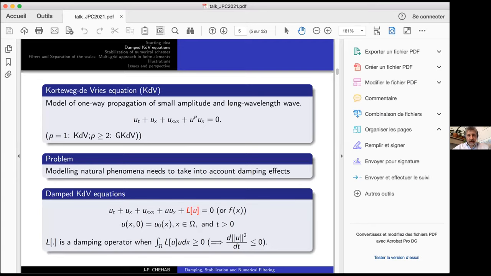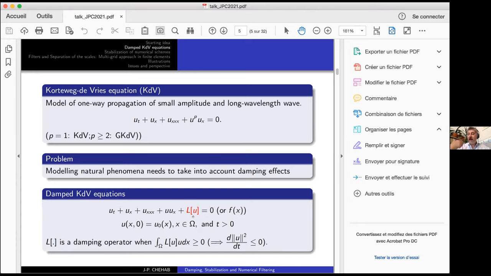Now consider the Korteweg-de Vries equation. This is a very classical equation. As I said, this model is obtained by an asymptotic technique when considering special regimes that are low frequency and large wavelength. So this equation does not represent reality, and we have to take into account the damping effect. A way to do that is to modify the equation by adding this term L(u), written in red here, which will represent the damping effect.